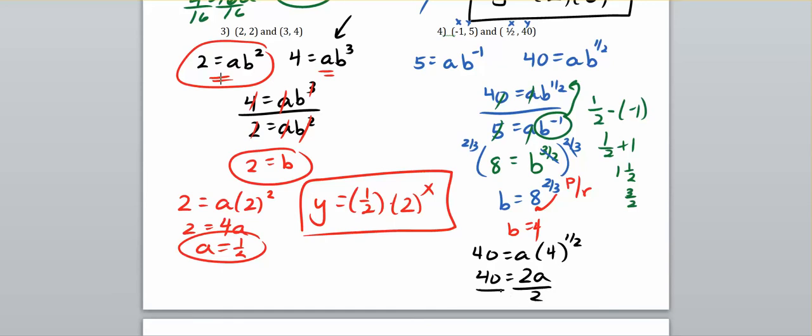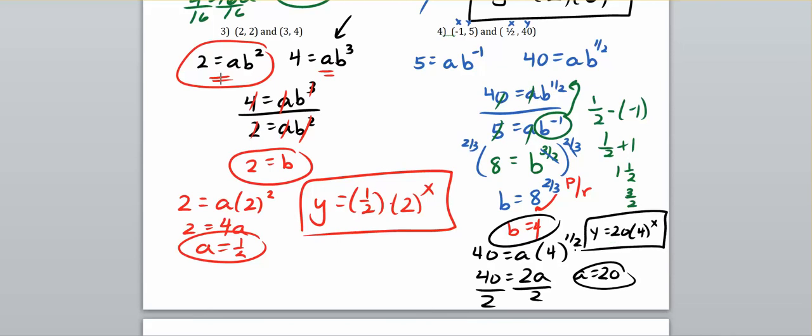And if I'm dividing by 2, my a would be 20. So my final answer, I have a b is 4, and I have an a is 20. I'm going to write y equals 20 times 4 raised to the x power. So when you're doing these by hand, make 2 equations. Put the equation with the higher variable in the numerator, divide them out, solve for a variable, then plug it back in to solve for the other.